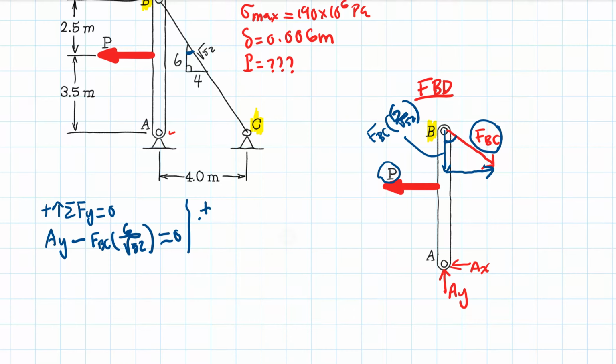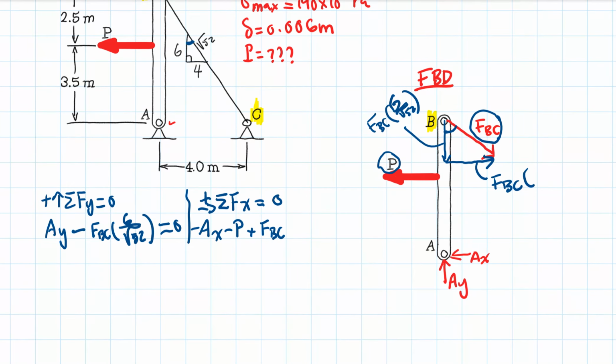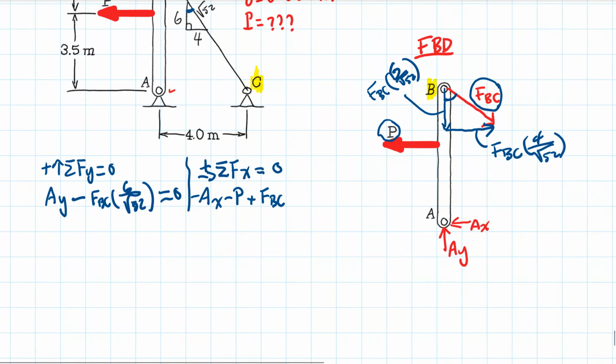Next, the sum of the forces in the x direction equal to 0. So we will have Ax negative, and the next one is minus B, and positive FBC, which is this one, FBC times, this is opposite, so it will be 4 over square root 52.